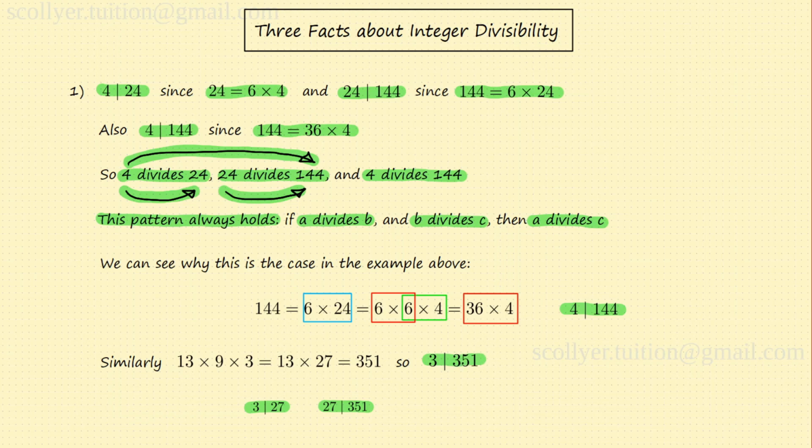We see that 351 is 13 times 27, and we can factorize 27 into 9 times 3, so 3 must divide 351. Since 117 times 3 is 351, with the 117 coming from 13 times 9.